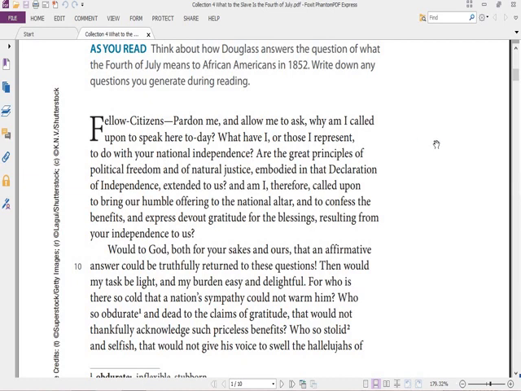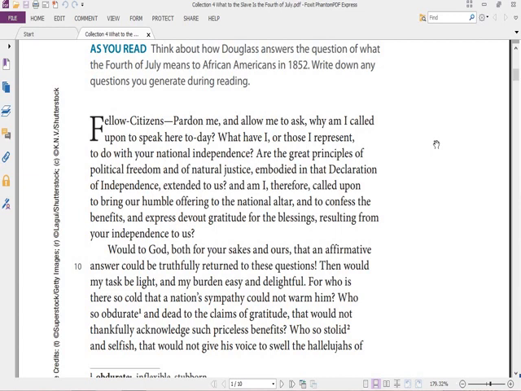He began his speech by saying what? "Fellow citizens, pardon me, and allow me to ask, why am I called upon to speak here today?" Why was I invited to speak here today? "What have I, or those I represent, to do with your national independence?" And in this question, there is an important point. It means that he represents a certain division of people. What have I, or those I represent, he means the slaves, of course, to do with your national independence.